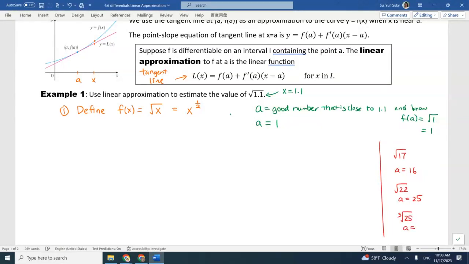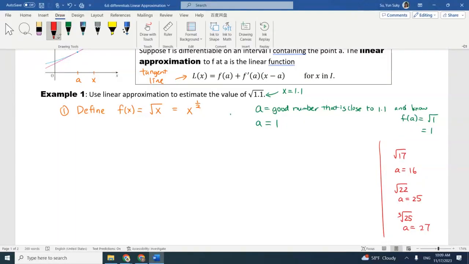27. Exactly. Because you know the cube root of 27 is 3. Okay, everybody? So this is a good number. A good number that is close to your x value, and you can calculate f of a without a calculator. Okay, that's a good number. So that is the first step.